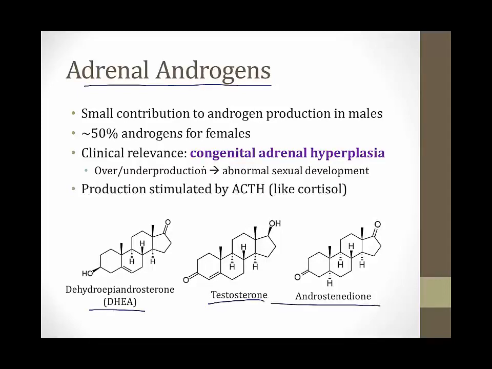Now in males, this is a small contribution to the total androgen pool because they have the testes. However, in women, the adrenal cortex is responsible for about 50% of the androgens that are produced. And the place where these androgens are most clinically relevant is in the disorders called congenital adrenal hyperplasias, which we'll talk about later in this module. In these disorders, patients either over or underproduce these androgens, and this leads to abnormal sexual development. And these androgens are under the control of ACTH, just like cortisol, which we'll talk about next.